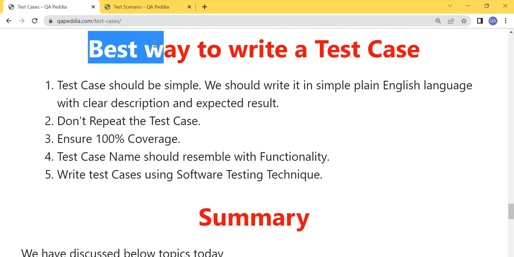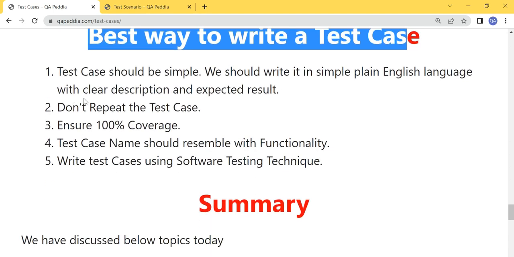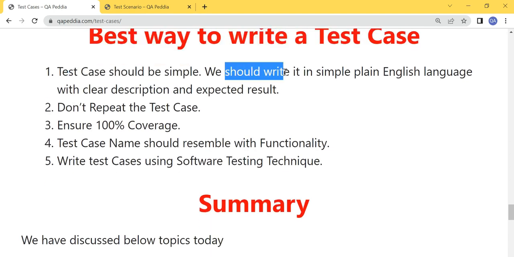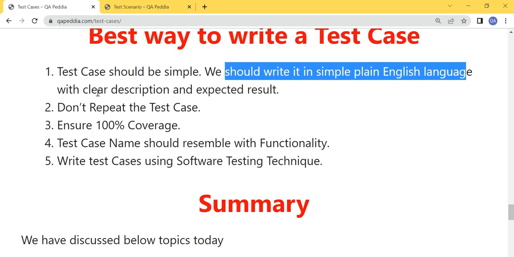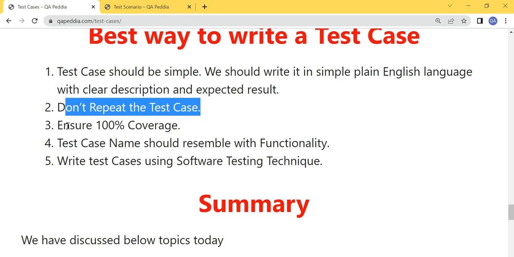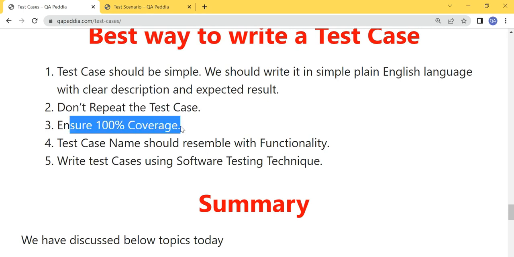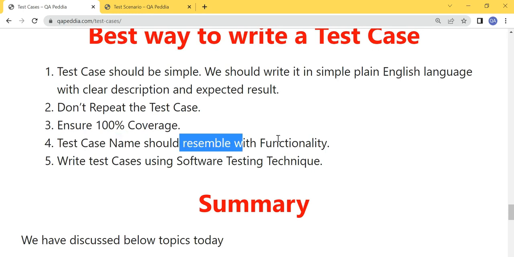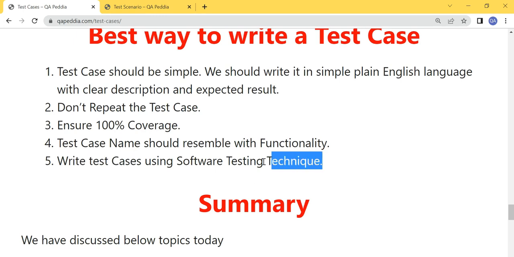Then, the best way to write a test case. A test case should be simple. We should write it in simple plain English, and it should have a very clear description and expected result. We should not repeat test cases. We should ensure 100% coverage. The test case name should resemble the functionality, and we should write test cases using software testing techniques. We have not covered software testing techniques yet. When we cover them, we'll understand very easily how to write test cases.